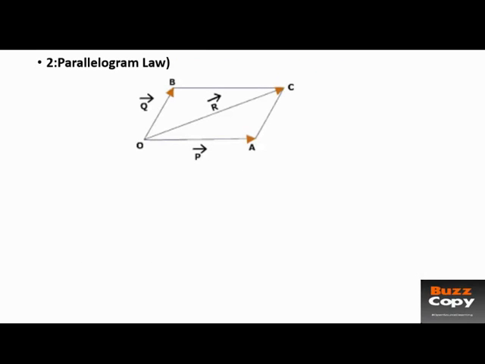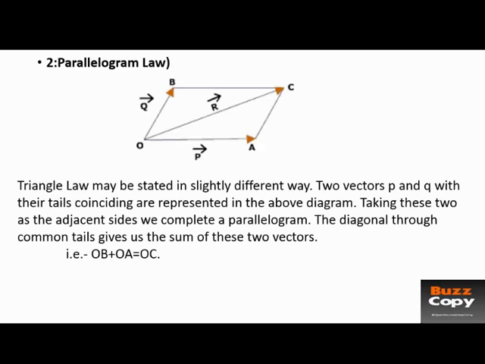Parallelogram law. Triangle law may be stated in slightly different way. Two vectors P and Q with their tails coinciding are represented in the above diagram. Taking these two as the adjacent sides, we complete a parallelogram. The diagonal through the common tails gives us the sum of these two vectors, that is OA plus OB is equal to OC.